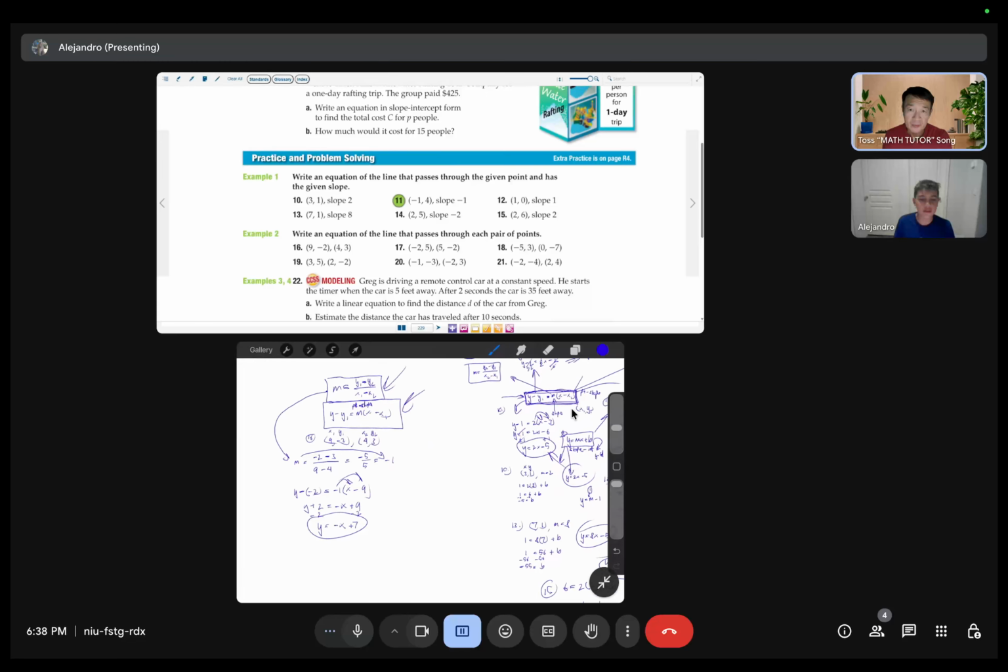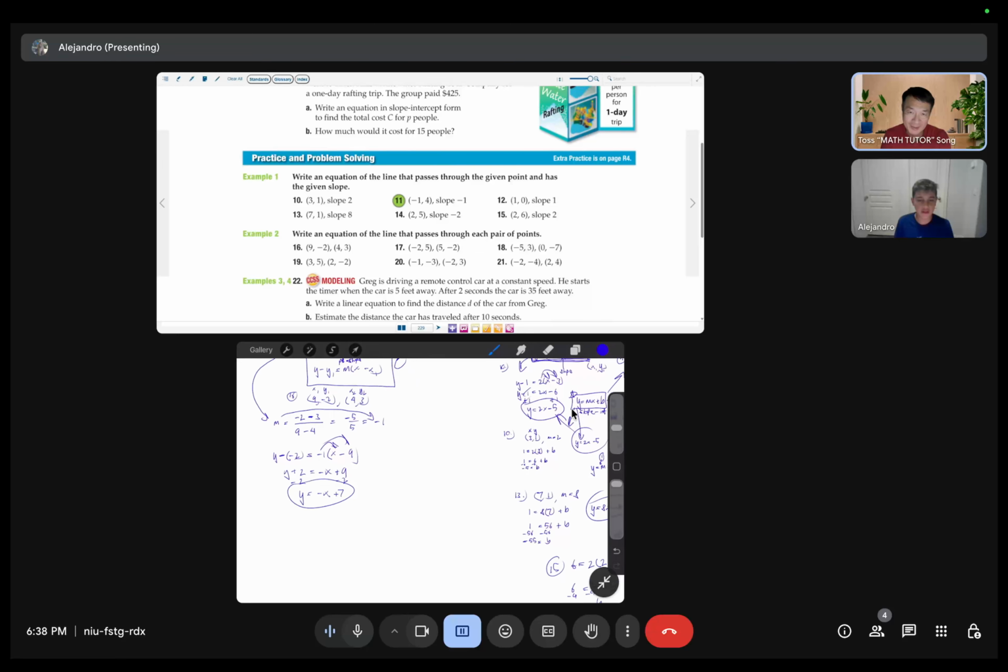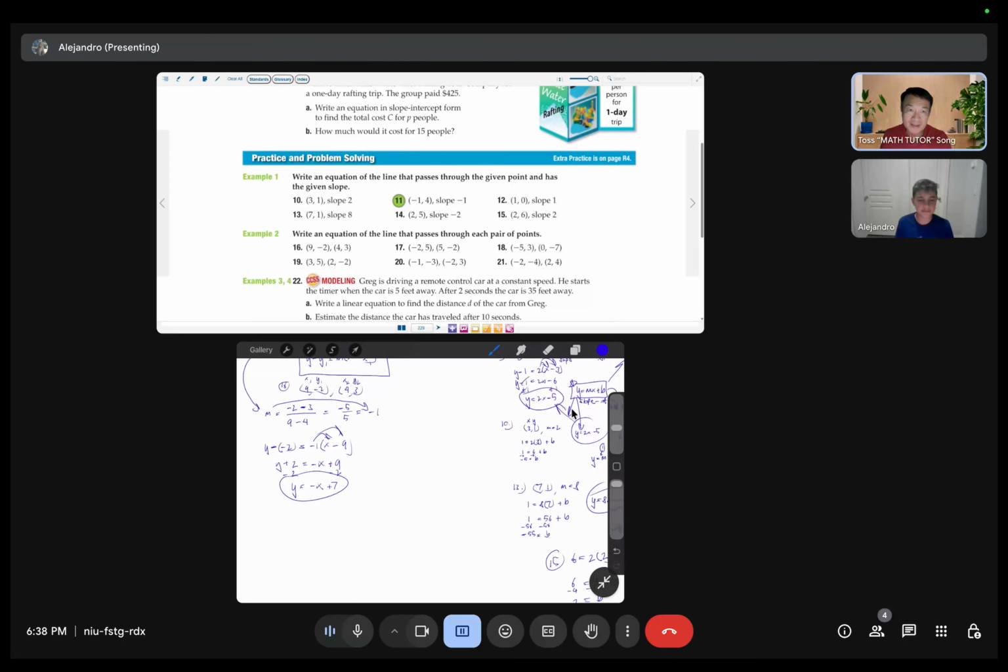Okay. Now, one last one. Take a look at number 18. What's up with 18? Well, there's a y-intercept right there, you see it? Do you recognize it? 0, negative 7. You have to have 0 for x. So this is your y-intercept. Let me copy everything. Let me write it neat, okay?